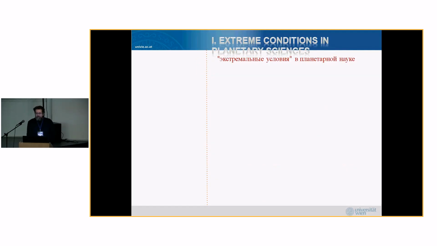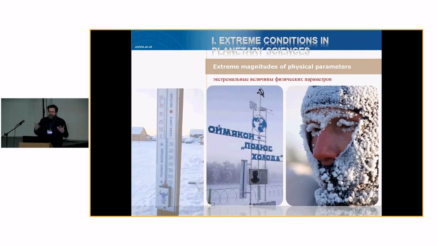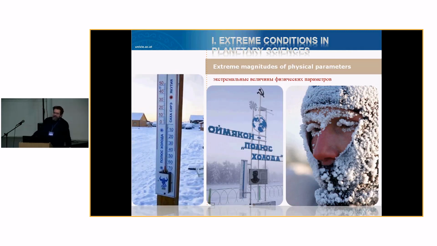So, extreme conditions in planetary sciences. I was thinking, what kind of examples can I choose? And of course, what else than to show you the very low temperatures. Although it's not exactly this place here, it is a pole of coldness in Russia. What's it called? It's a little bit far away from here, I guess. But it is one of the places where there are extreme conditions. In the morning it was also pretty cold, but it was only half the temperature. So you see, it's relative.